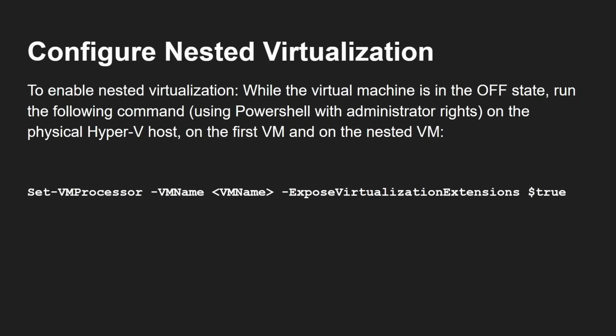Now, even once you've got Hyper-V installed, you still need to specifically enable nested virtualization. So at each level, when you start a VM, you need to type in that command there. And where it says VM name here, you need to actually type in the name of the VM that you've created, you know, Win10, Win11, whatever you've called it. And you need to do that from a PowerShell with administrator rights. And that will enable one more nested layer of virtualization.